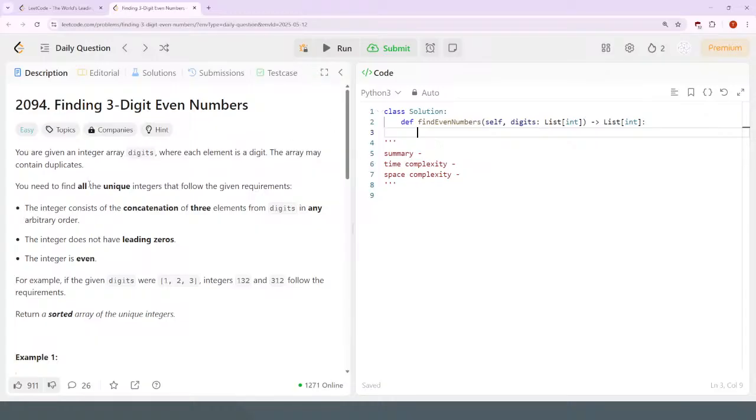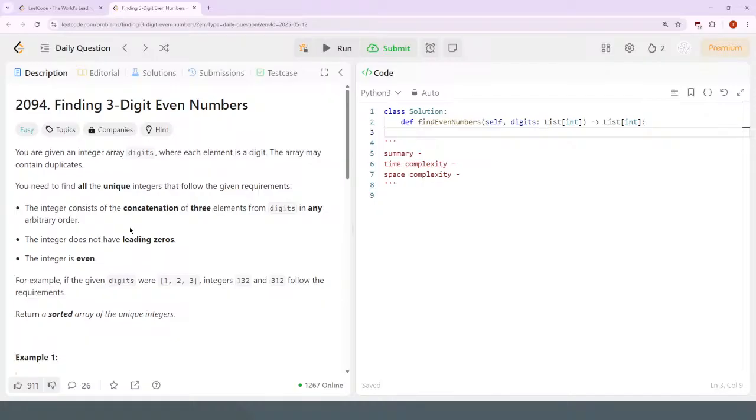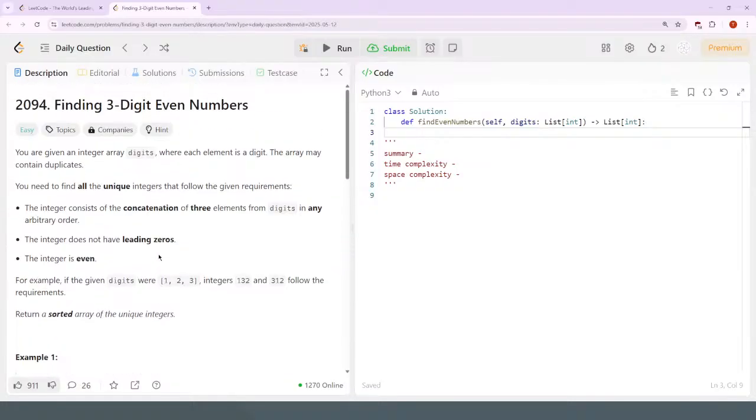You find all unique integers where the integer is a concatenation of 3 elements in any order. The integer does not have any leading zeros. The integer is even. So find all unique integers, and return a sorted array of those unique integers.